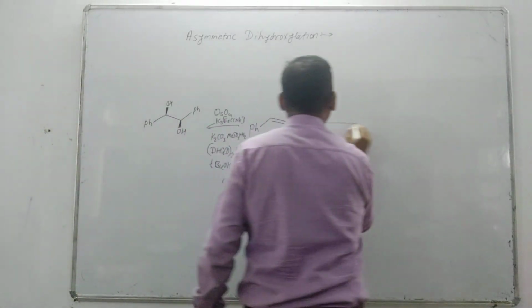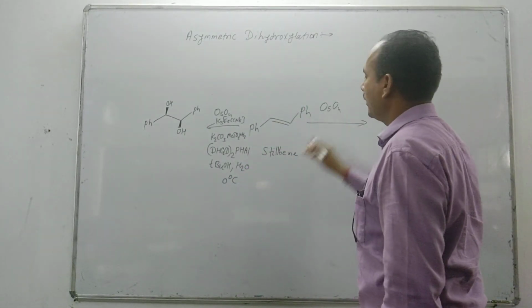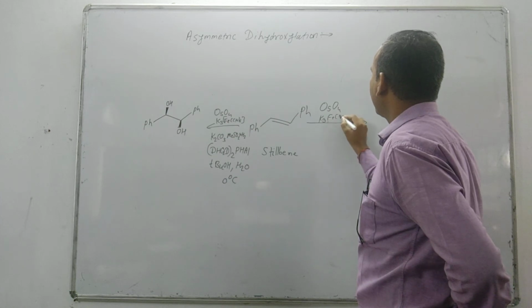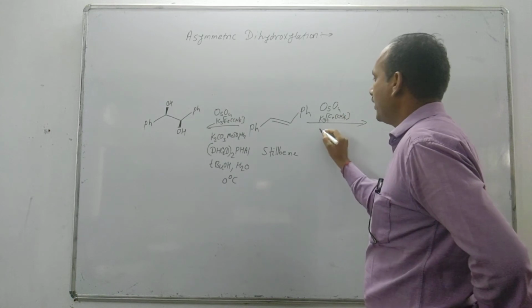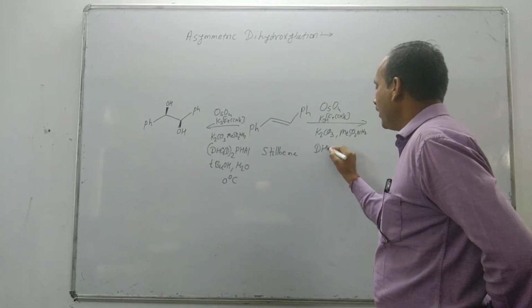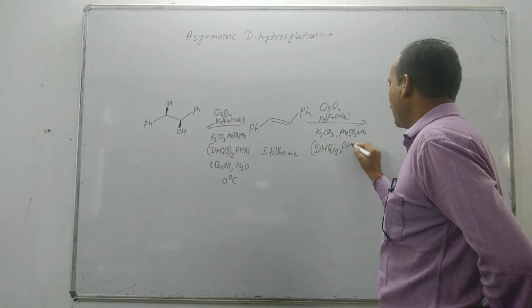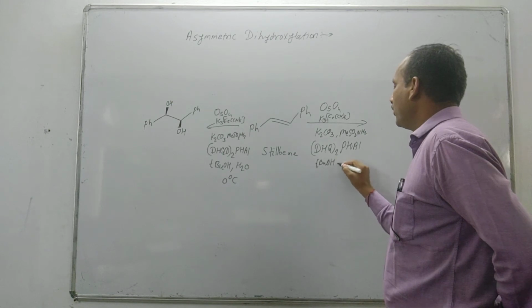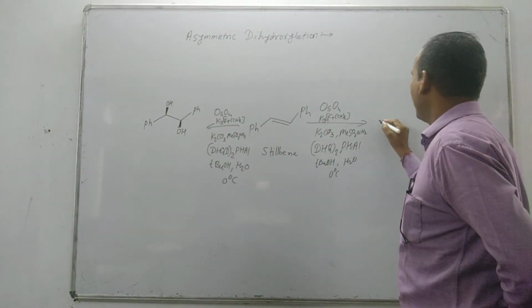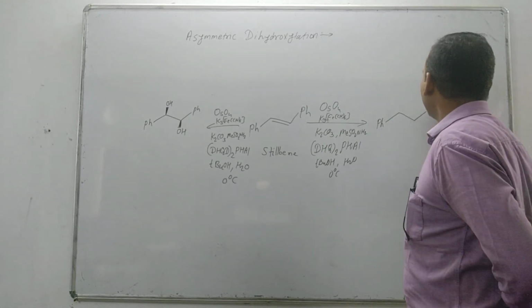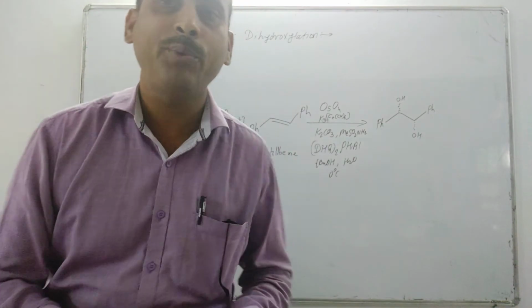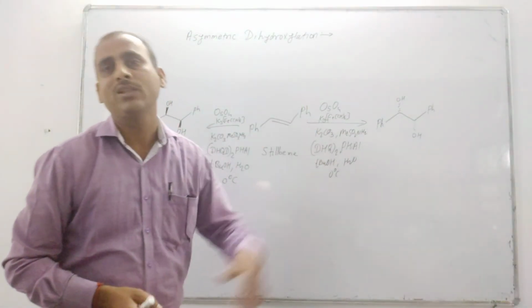Okay. Then if the same reaction is carried out by using dihydroquinine phthalazine as a chiral ligand, K3Fe(CN)6 as oxidant, then K2CO3 and methyl sulfonamide as additives, and (DHQ)2PHAL in tertiary butyl alcohol and water at 0 degrees Celsius, then the product obtained is one in which the hydroxyl groups are attached from the bottom face by the DHQ dihydroquinine phthalazine chiral ligand.